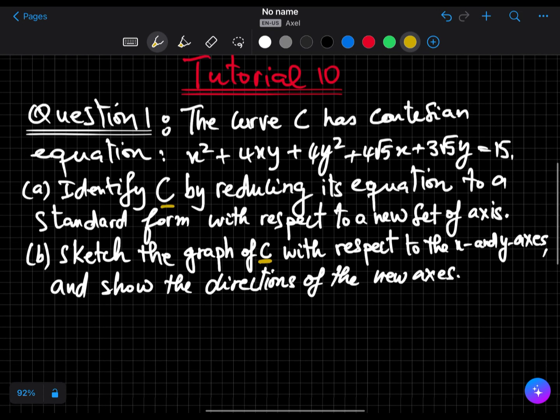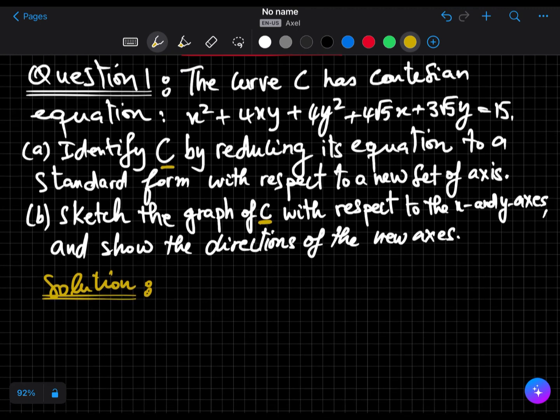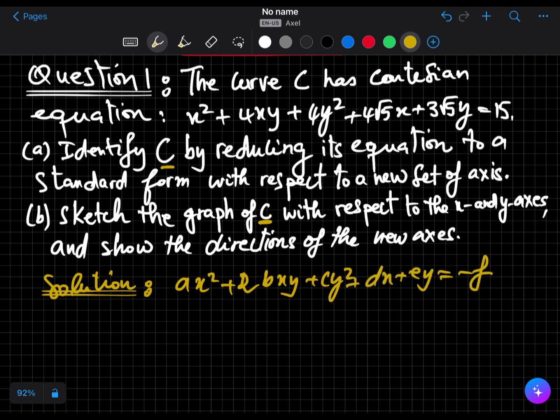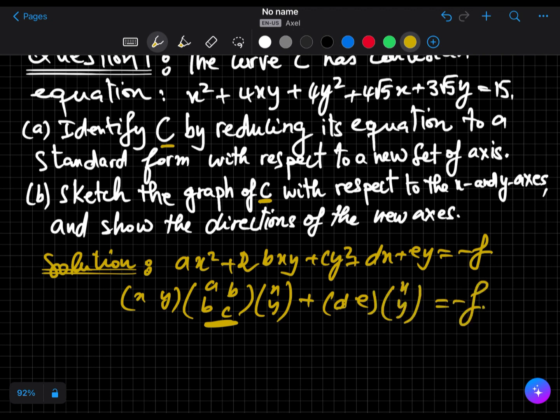Now this exercise is focusing on the part of quadratic forms. Now, as a solution, remember that two variables quadratic forms equation are defined as follows: ax squared plus 2bxy plus cy squared plus dx plus ey equal to minus f can be written in a compact form or in a matrix form as follows: (x y) times the symmetric matrix [a b; b c] times (x y), plus (d e) times (x y) equals minus f.